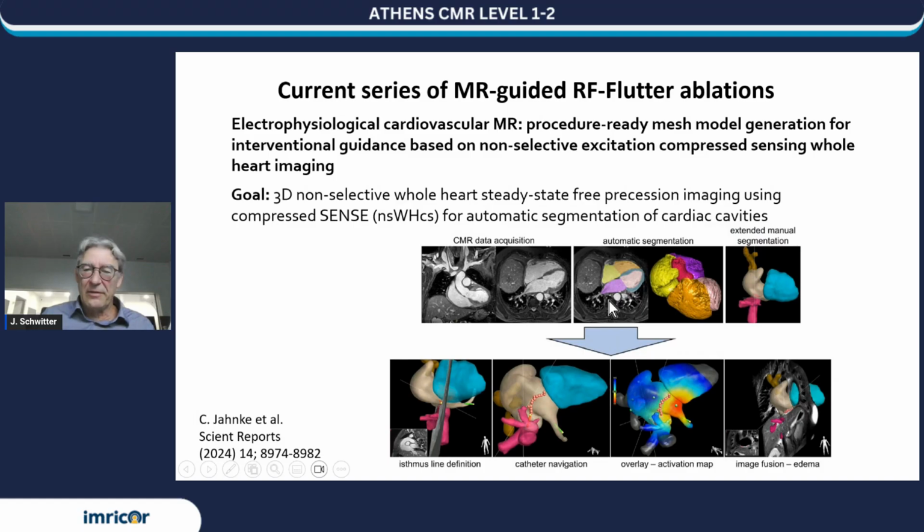And then if you have done the acquisition, in this case by this non-slice selective, very fast 3D compressed sensing accelerated acquisition, here you do the segmentation, then you do the meshing, so you get the cavities, and then you can add to this information where to go with the catheter. You can display the ablation maps, you can display the excitation map, and you can overlay other types of tissues to this mesh.